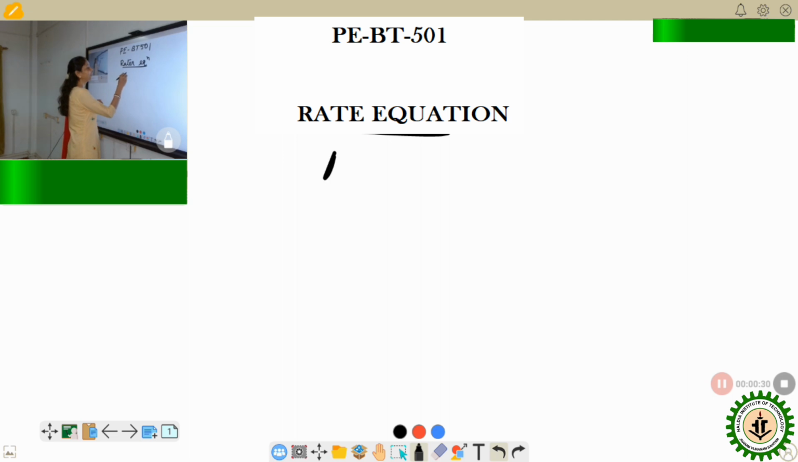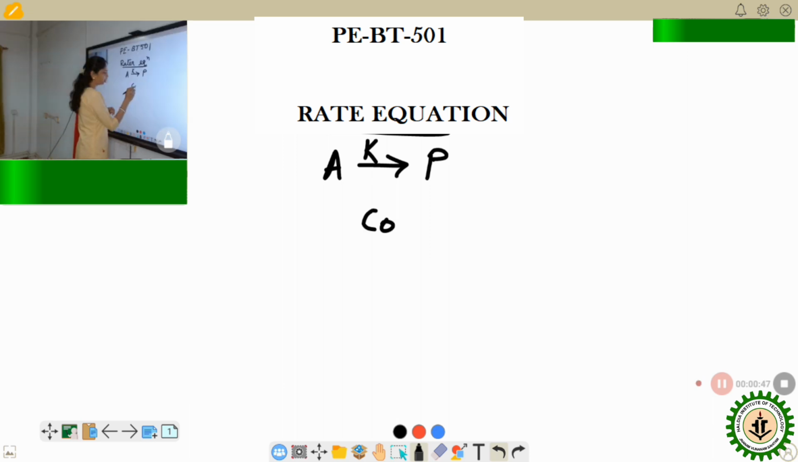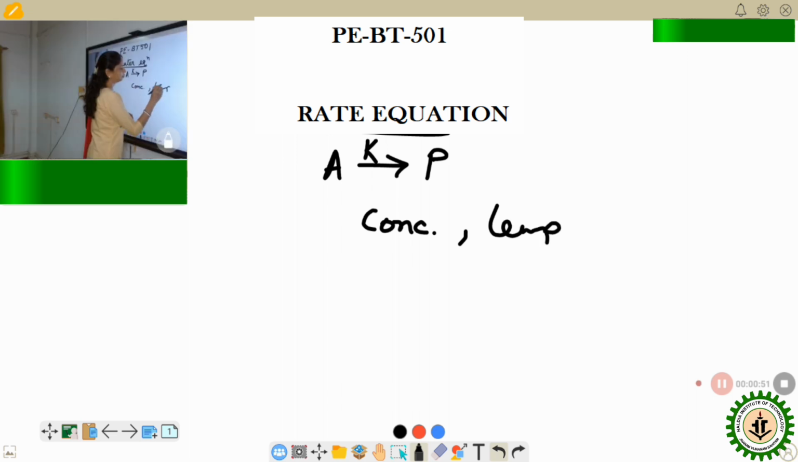Suppose there is a conversion of A to P. P is the product, A is the reactant, and the reaction rate constant is K. So this reaction depends on two factors. One is concentration and another is temperature. So how can we write or represent the reaction?